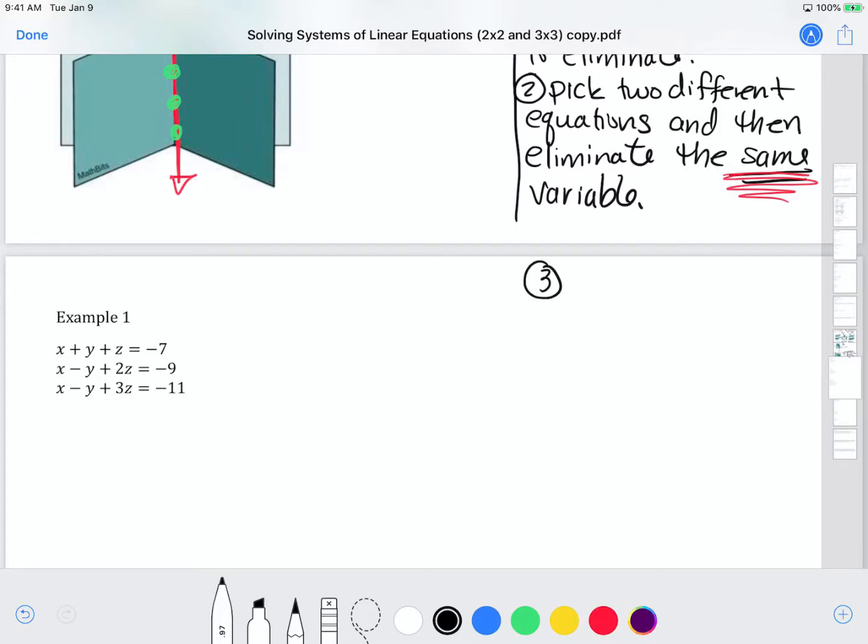Step 3, what's going to happen is in step 1 and step 2, you're going to create a 2 by 2 system of equations.